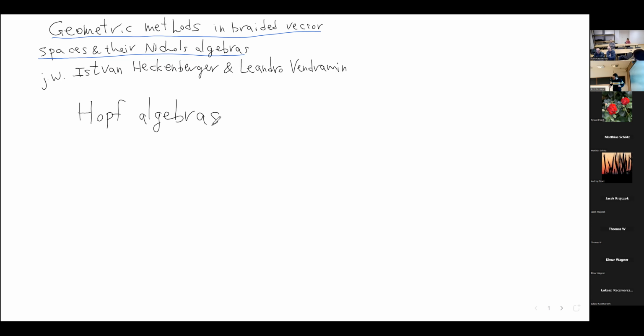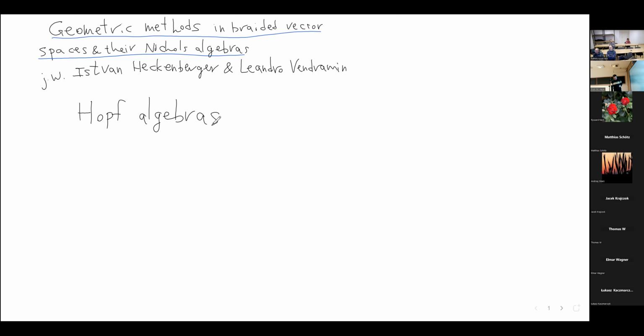I have a question about the title. Do you really mean geometric methods or non-commutative geometric methods? I mean geometric methods in the classical sense. Classical sense. Yes. So like really algebraic geometry, and I hope I will manage to get to them probably much later in the talk. Okay. So Hopf algebras.